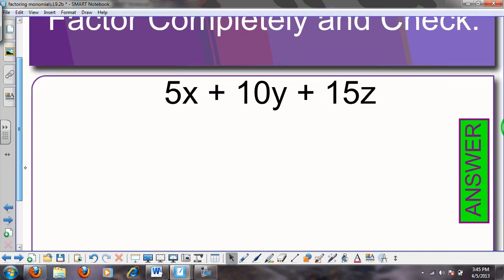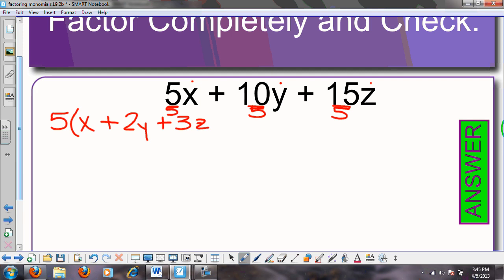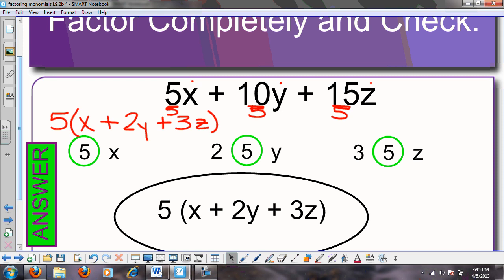How about this one? What's my common factor? I have a 5, I have a 10, I have a 15. I have an x, I have a y, and I have a z. None of my variables are the same, but I have a common factor of 5. Let's pull out the 5. 5 divided by 5, 10 divided by 5, and 15 divided by 5. 5 divided by 5 is 1x, plus 10 divided by 5 is 2y, plus 15 divided by 5 is 3z. See if we're correct. Yes, we are.